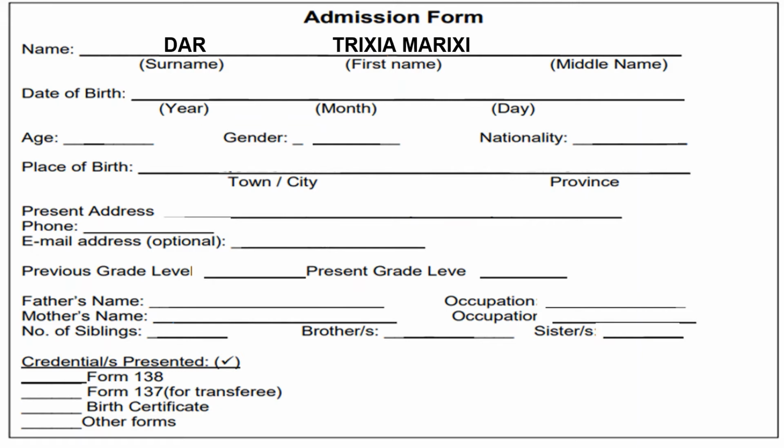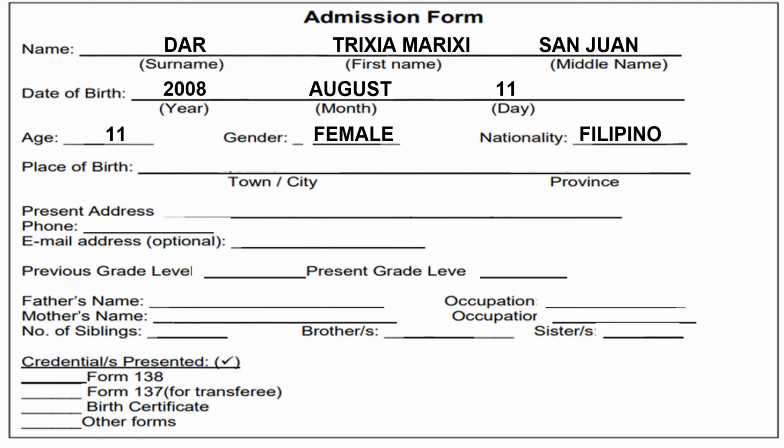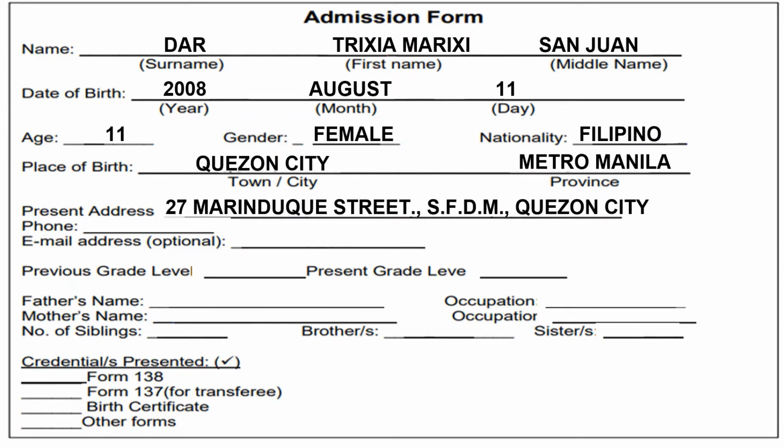Surname or last name, first name or given name, middle name. If it requires middle initial only, you write only the first letter of your middle name. Date of birth, the year first, the month, and the day. Age, gender, it could be male or female. Nationality, place of birth, the town or the city first, then the province. Present address. Please write complete address as much as possible.